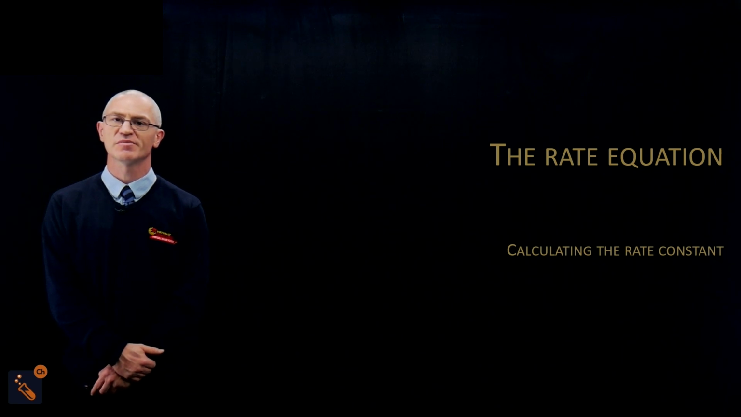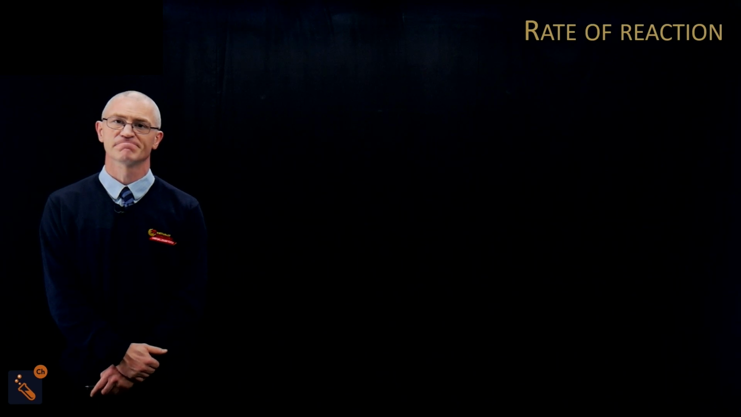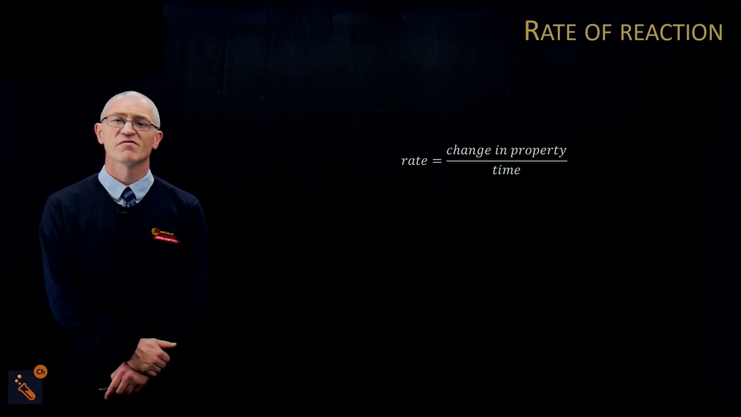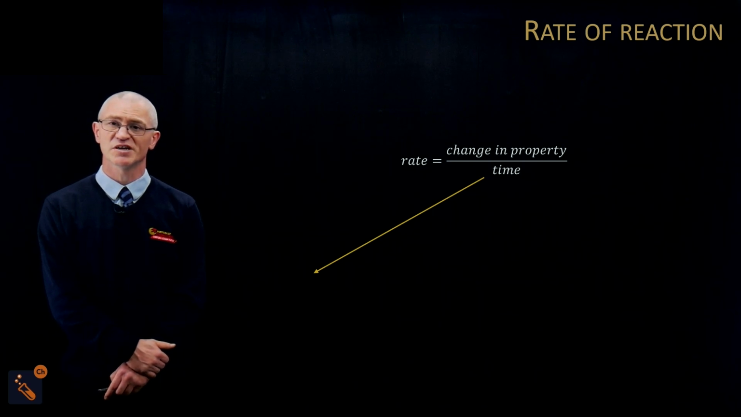In this video, we're going to talk about the rate equation and how you calculate the rate constant using graphs and using data. Now, the rate of reaction is calculated by the change in a property over time, and the three properties are concentration, volume, and mass. And I'm just going to remind you of those 3 units for rate if you have those 3 different variables.